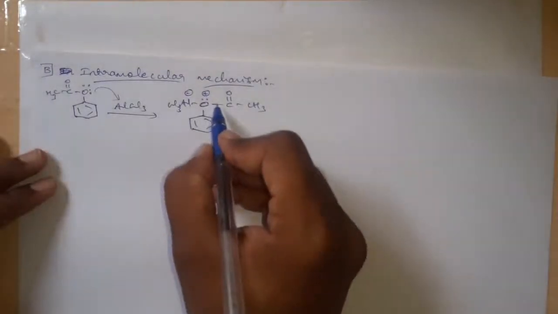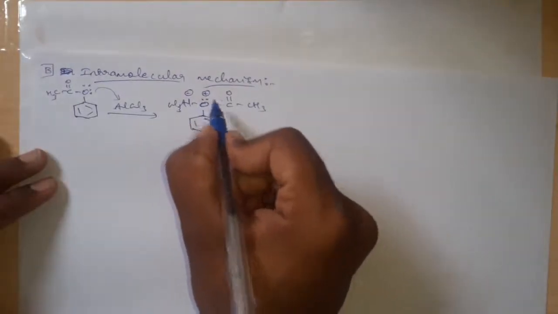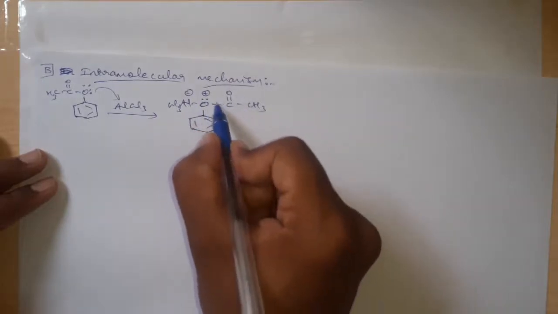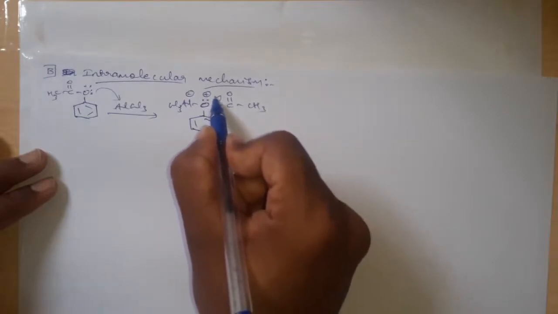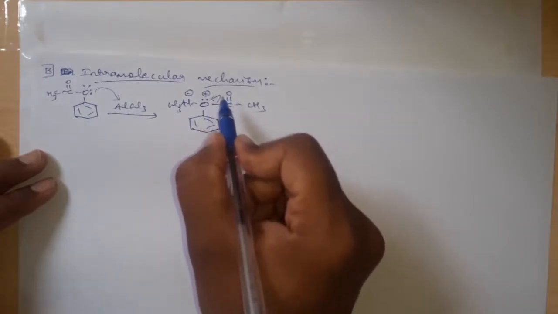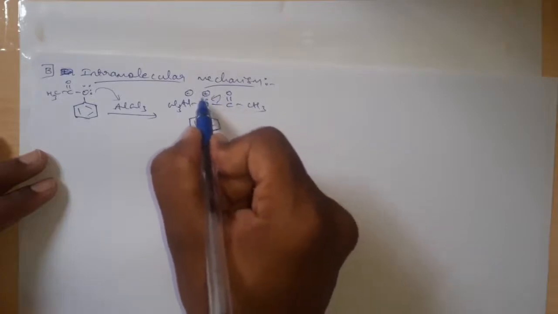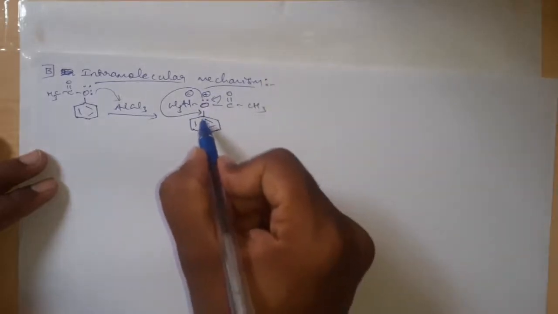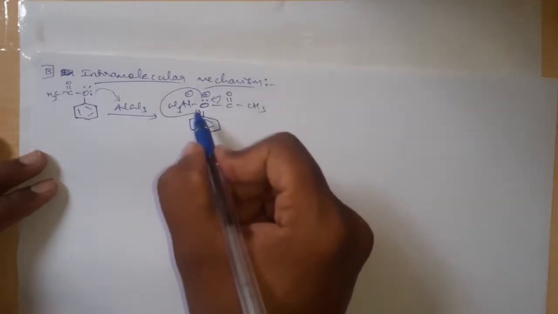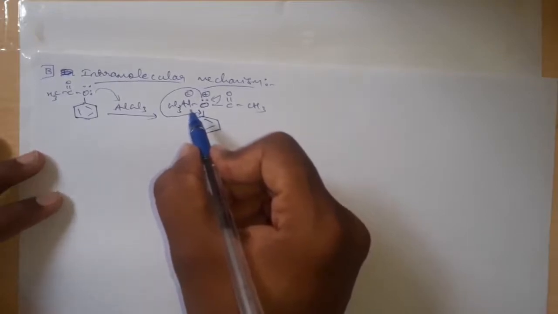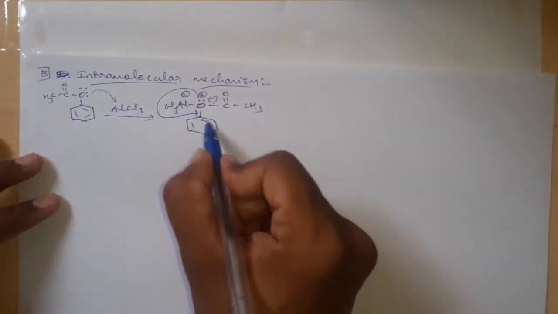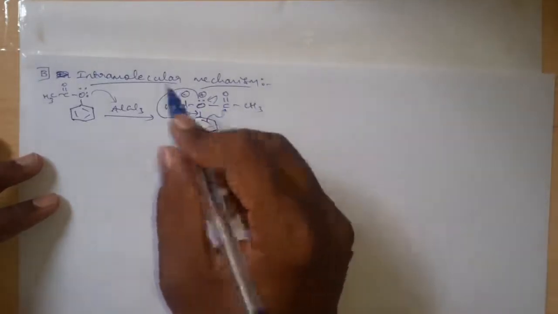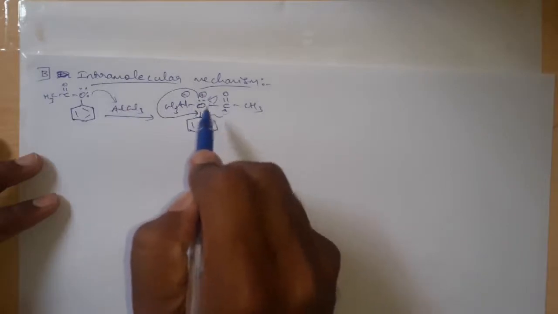Now this oxygen, being more electronegative than the carbon, will drag this bonded pair of electrons towards itself, and hence here it is having an extra pair of electrons. Then that extra pair of electrons will donate to this oxygen carbon single bond, and here the carbon already is having 4 bonds. With the pi bond it becomes unstable and it will break this pi bond, and these pi electrons will move towards the carbon. Therefore here the intramolecular reaction mechanism is taking place.